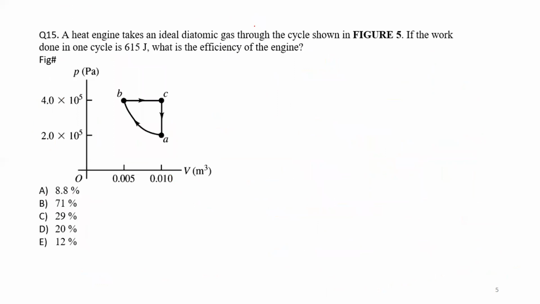Read the problem carefully. So the problem reads, a heat engine takes an ideal diatomic gas through the cycle shown in this figure 5. So I have a heat engine and it takes an ideal diatomic gas. So basically I know Cp is 7/2 of R, Cv is 5/2 of R, and I know gamma, if I need it, is just 7 divided by 5, basically Cp divided by Cv.